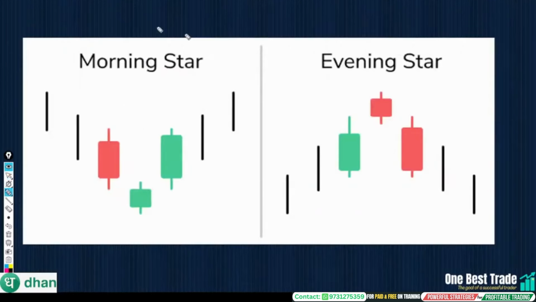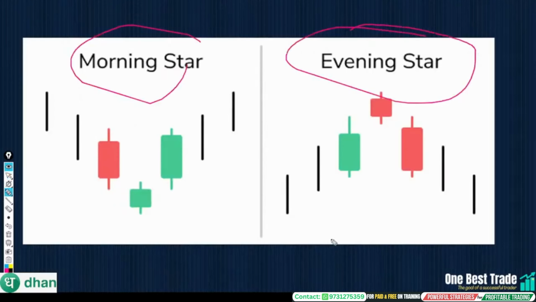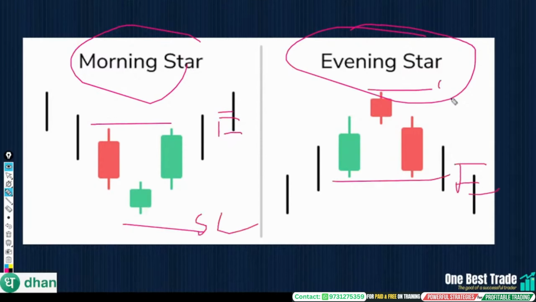So yes, evening star, 3 candle reversal pattern, very famous pattern, very powerful pattern. So on the breakout of this pattern, you take an entry, keep an SL. Okay, my dear friends, this is a 3 candle reversal pattern, very powerful pattern, ladies and gentlemen.